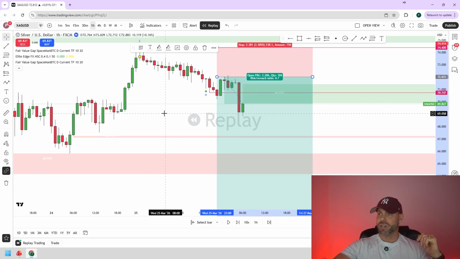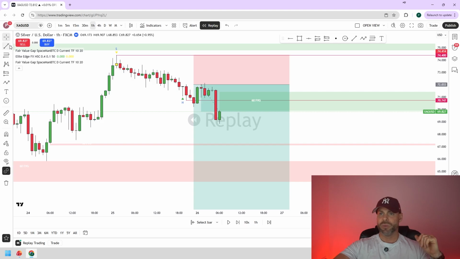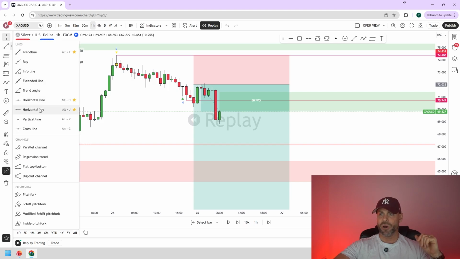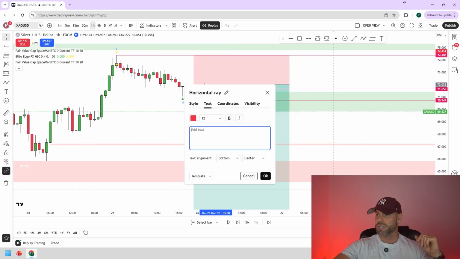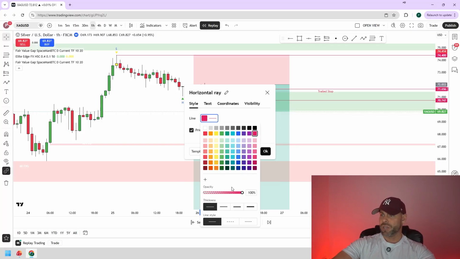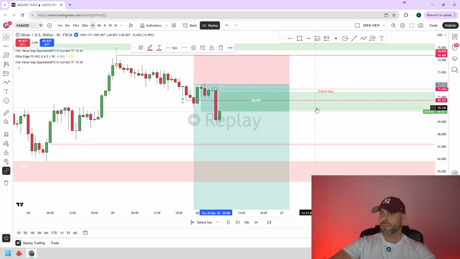So let's start going through how we would trail the stop losses here. Let's go back and put on a horizontal ray there, and we'll trail the stop losses on the thrust candles. I'll label this one slightly differently so you can see the differences. So we'll call this a trailed stop. Let's change the style so it stands out a little clearer. There we go. So now we've trailed the stop to this point here.